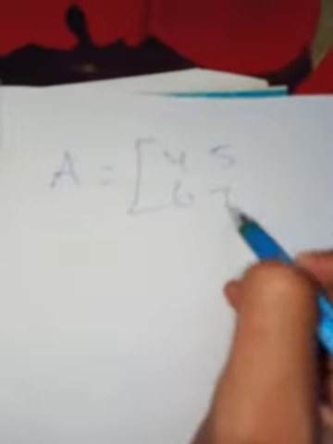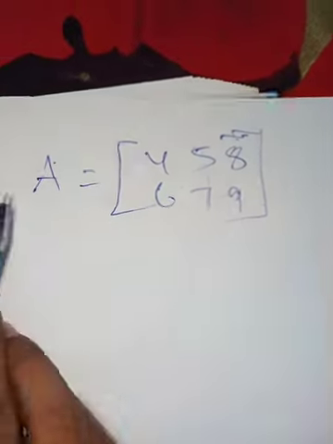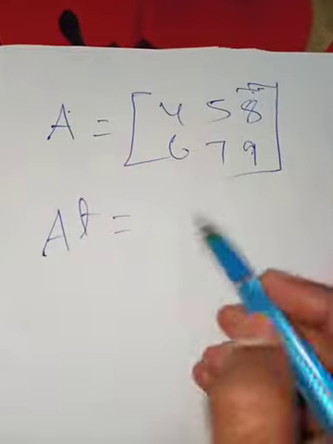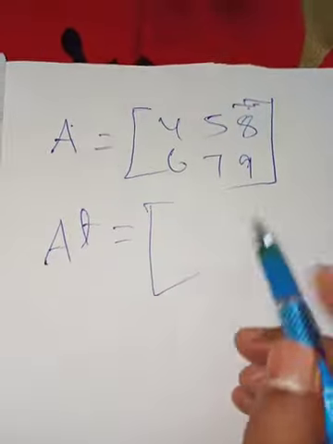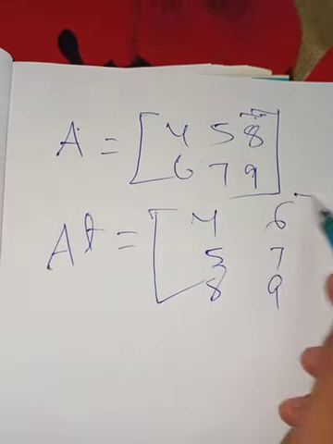Then transpose of a matrix means you have to interchange the rows and columns. Like, matrix A is given: 4 5 6 7. The transpose of that matrix is represented by A to the power T. That means you have to interchange the rows and columns. That means it will be 4 5 8 6 7 9. That is the transpose of a matrix.